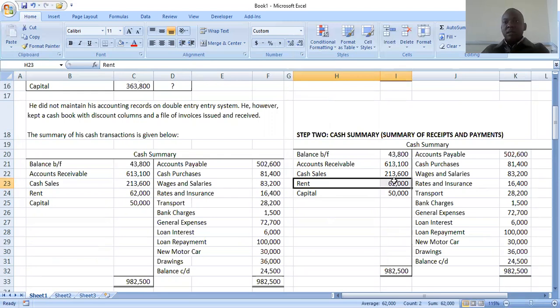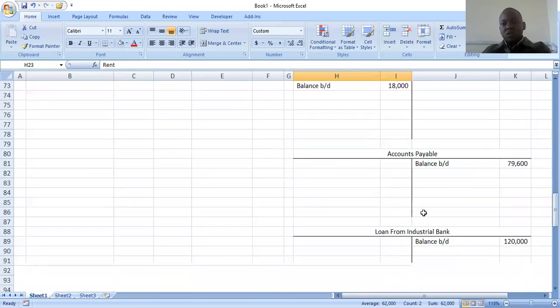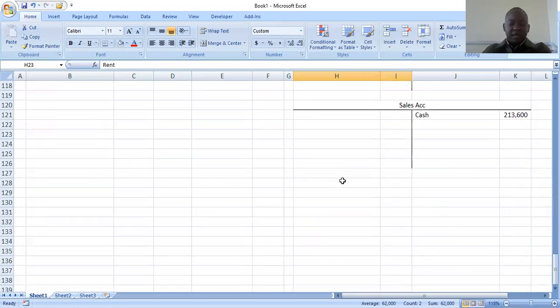So these are double entry. A double entry must have a debit entry and a corresponding credit entry. So this is a debit, so the corresponding credit should be in the rent income account to signify that income was received for rent. That is 62,000 shillings. We don't have a rent income account as yet, so we open one and credit this amount that was debited in the cash account.